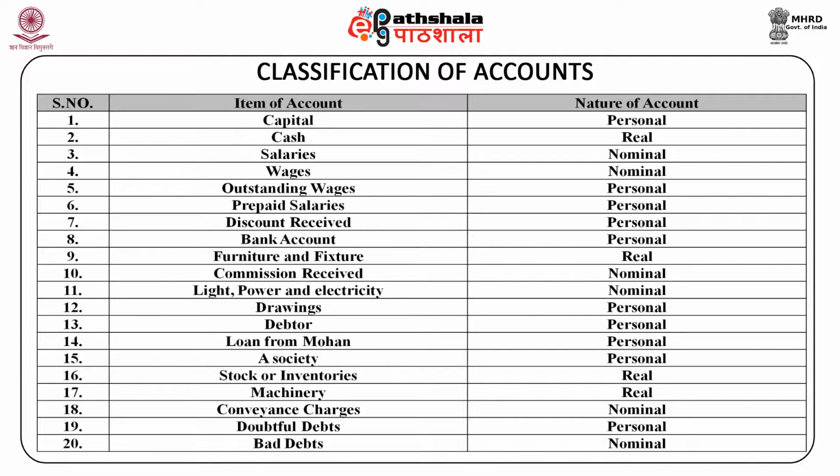Stock or inventories account will be classified as real account. Machinery account will be classified as real account. Conveyance charges will be classified as nominal account. Doubtful debts will be classified as personal account. Bad debts will be classified as nominal account.